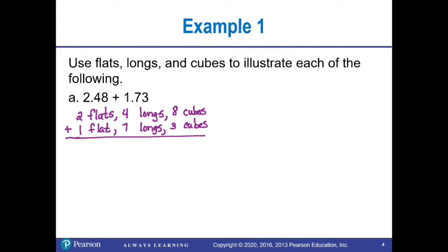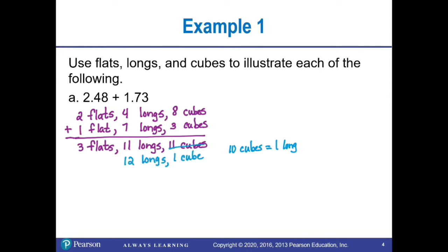2 flats plus 1 more flat makes 3 flats. 4 longs plus 7 more longs is 11 longs. And 8 cubes plus 3 cubes is 11 cubes. Now, earlier this semester, we talked about making exchanges. Remember that 10 cubes equals 1 long. So I'm going to take 10 of these cubes and exchange them for a long. That's going to give me 12 longs, and I have 1 cube left. Bring down your 3 flats.